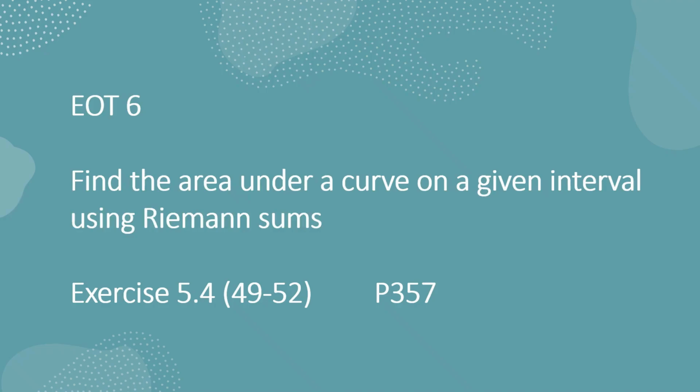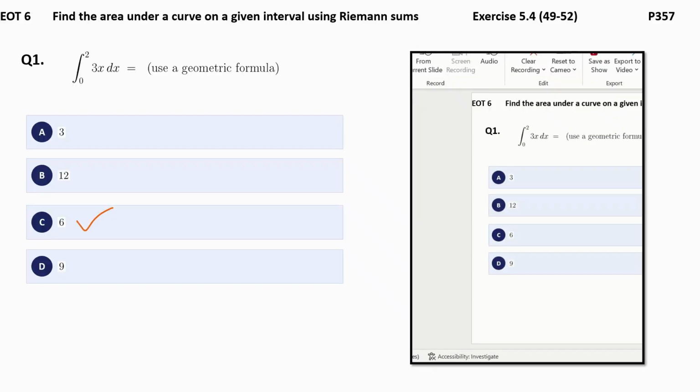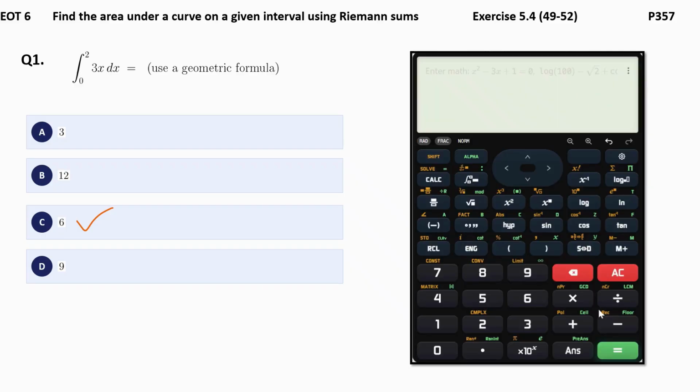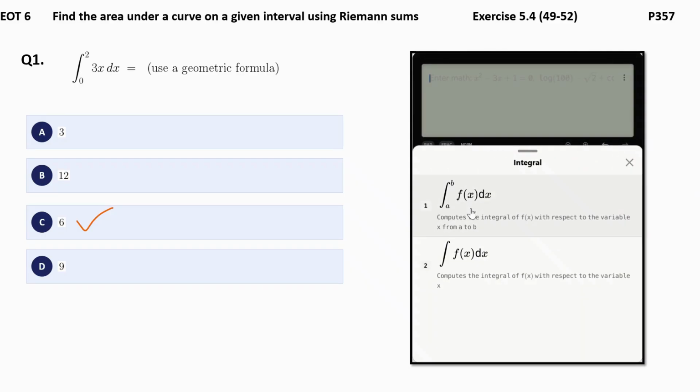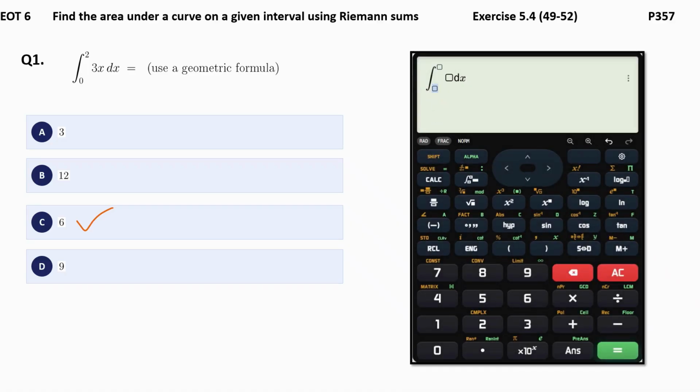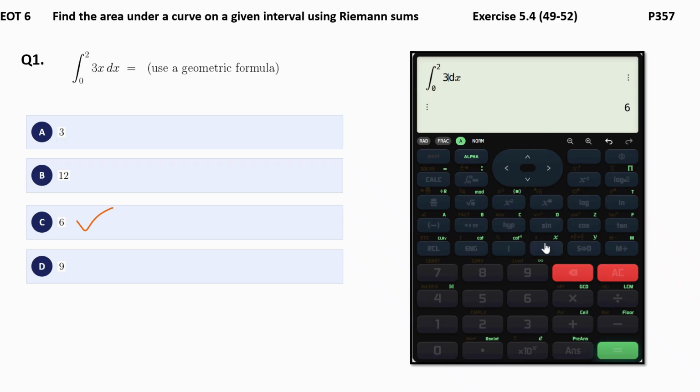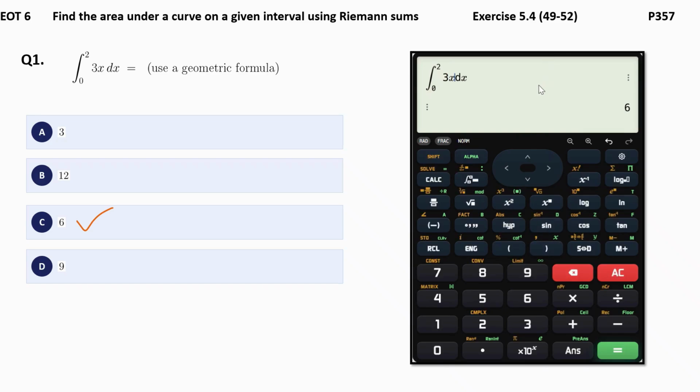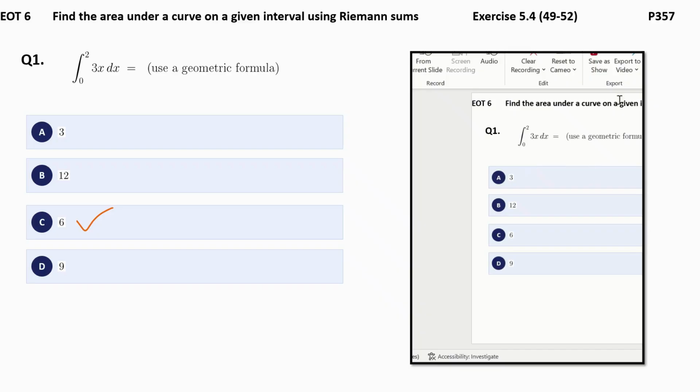Now let's move on to EOT 6. You are asked to find the area under a curve on a given interval using Riemann sum. Let's continue with question number 1. Integral 0 to 2 of 3x dx. So in your calculator, you will start with your integral 0 to 2. So lower limit is 0, upper limit is 2, and your function mentioned is 3x. So 3 alpha x dx, and your answer is 6. So let's mark our answer option C, which is 6.